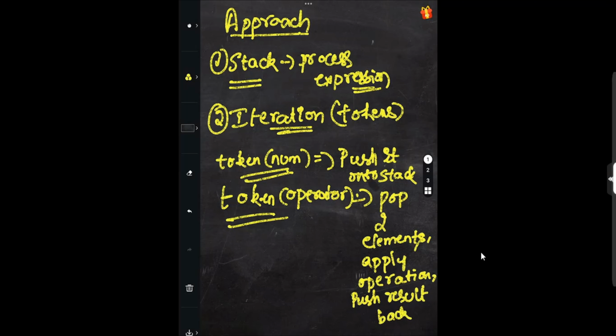If the token is a number, we will push it onto the stack. If the token is an operator, we pop the two elements, apply the operation, and push the result back. This is the second step, which involves the iteration. So first we are going with the stack approach to process the expression. Next, we iterate through each token one by one. If the token is a number, we'll push it onto the stack. If the token is an operator, then we'll pop two elements, apply the operation, and push the result back.